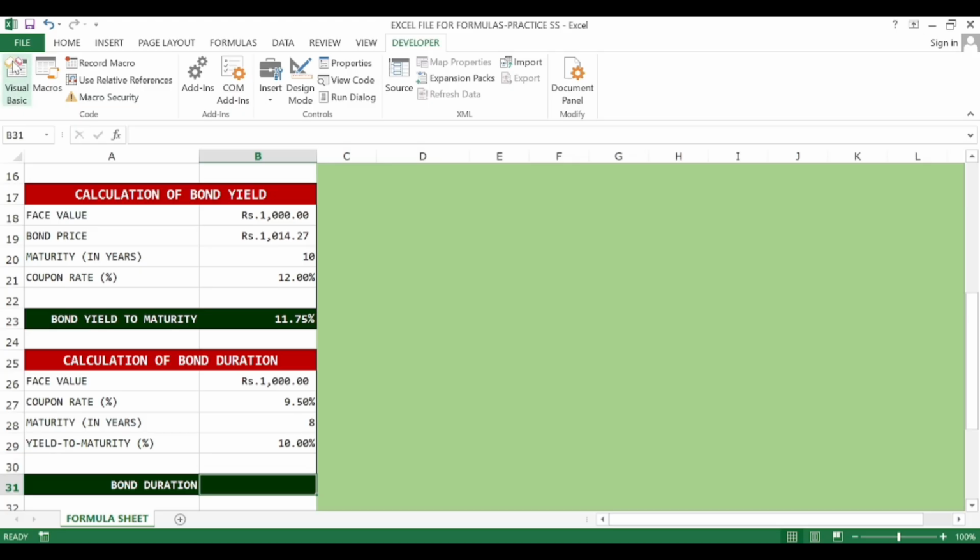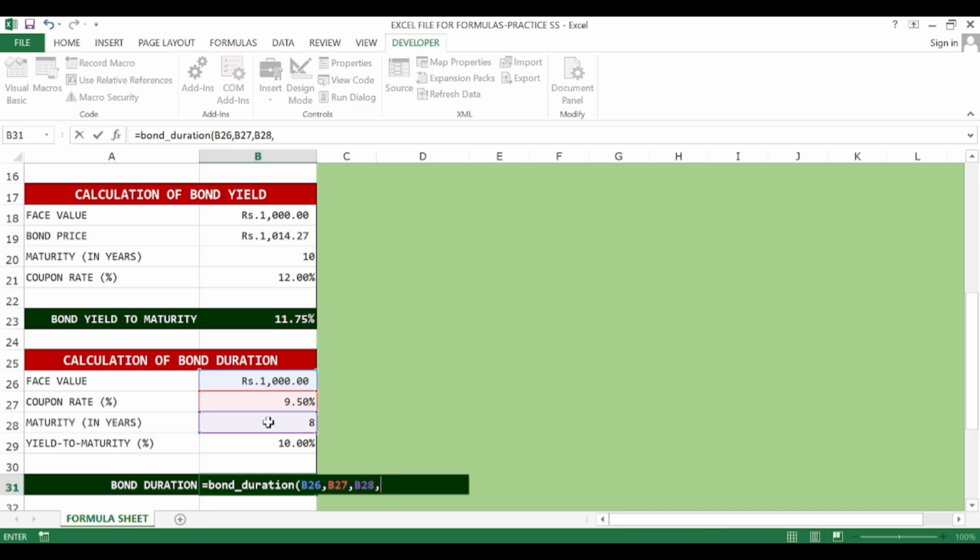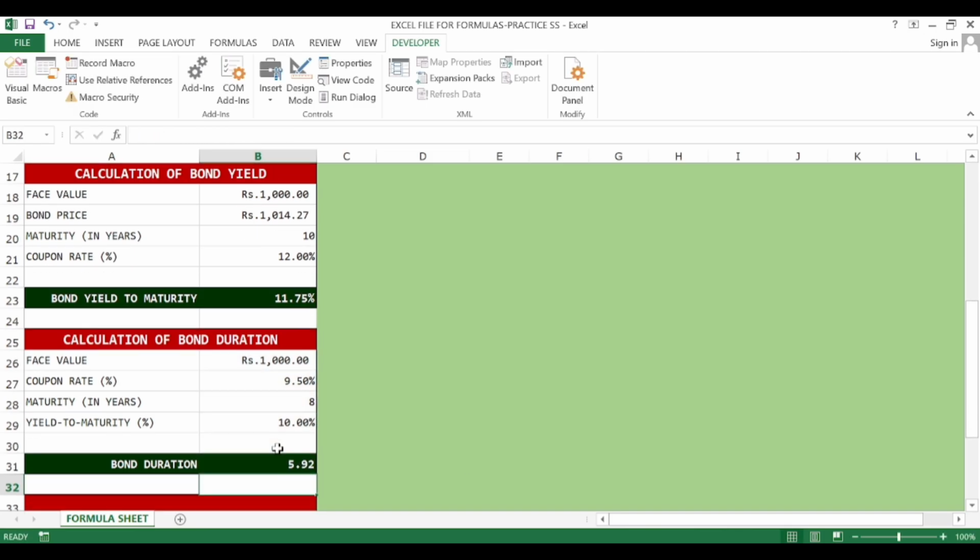Now go to your Excel file, click on duration, and write equals bond duration. The formula is created here, you can see it. Open brackets, and then select the face value, coupon rate, maturity, and yield to maturity. Close the bracket and press enter. Here you will get your answer. Thank you.